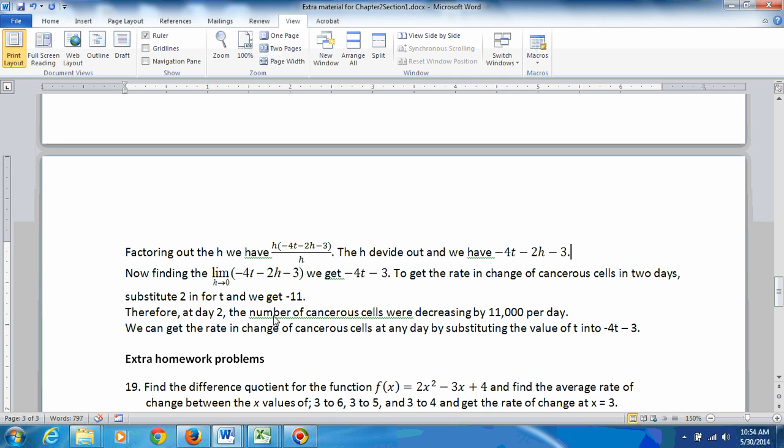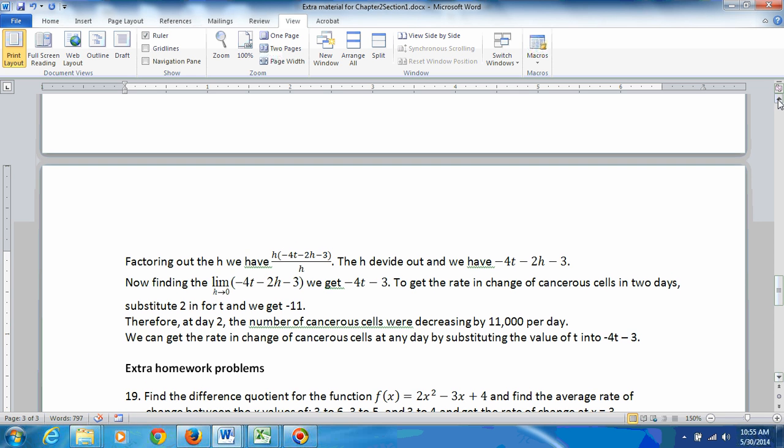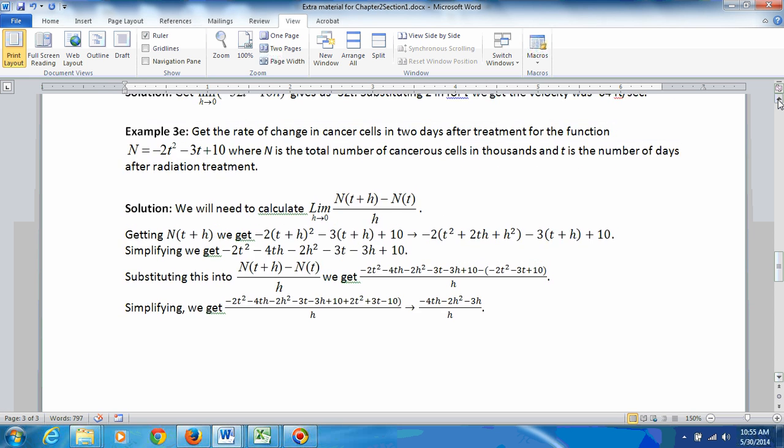So therefore, at day 2, the number of cancerous cells were decreasing by 11,000 per day. Why decreasing? Well, it's negative 11. This is telling you how quickly it's either going up or down. The negative means it's going down by 11. And the units on this original problem was in terms of thousands. I'll show you that here again.